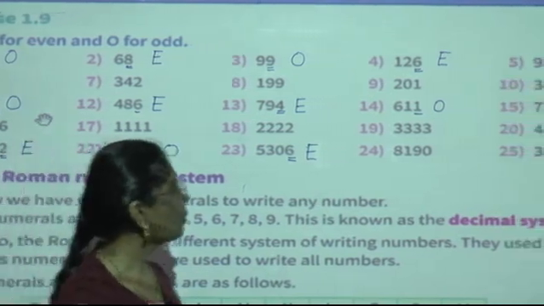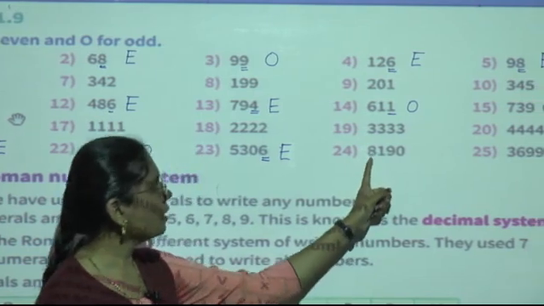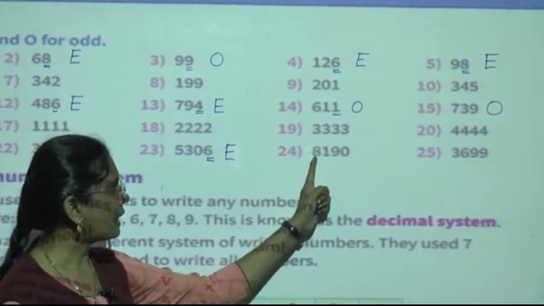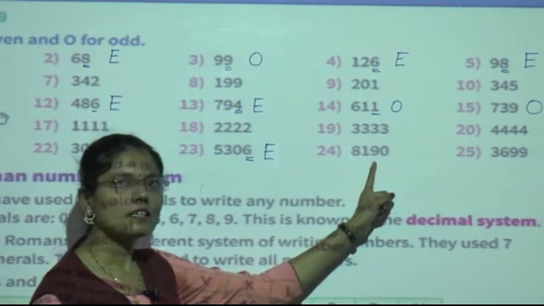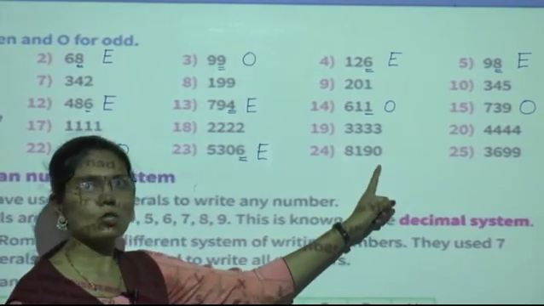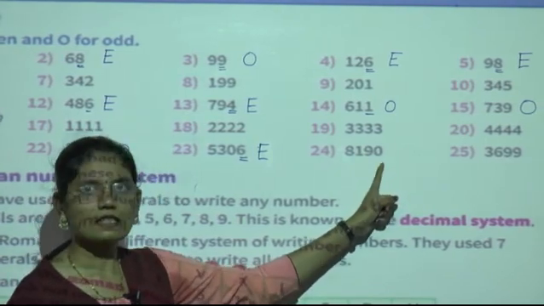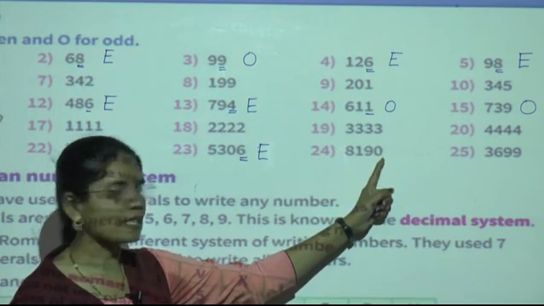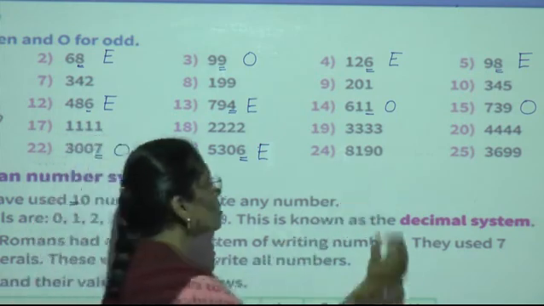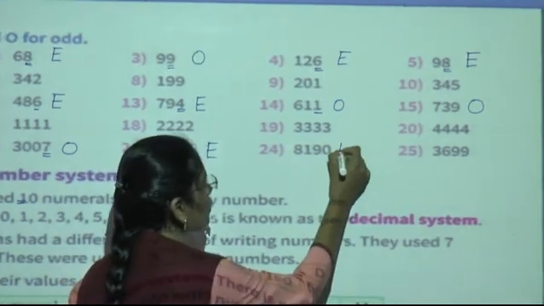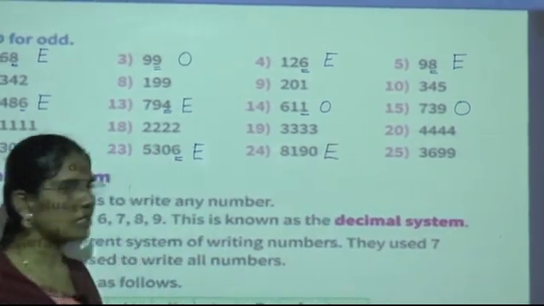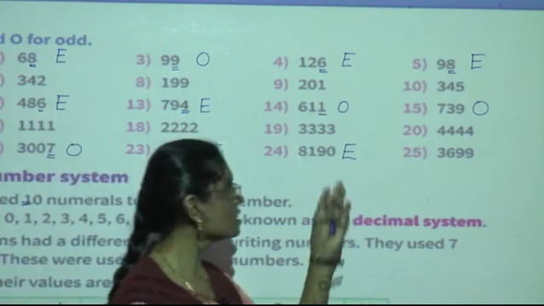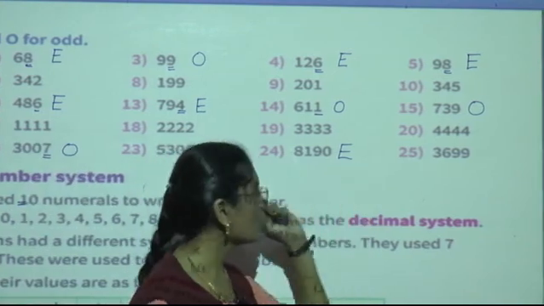Okay. Now see the 24th example. The number is 8190. Now students, you tell me, at ones place 0 is there, and is 0 even or odd? Yes, 0 is even. So this number is even. So write in front of that number E, capital E. E means even and O means odd.